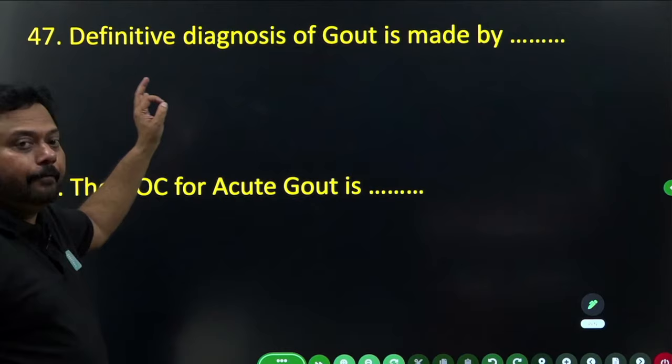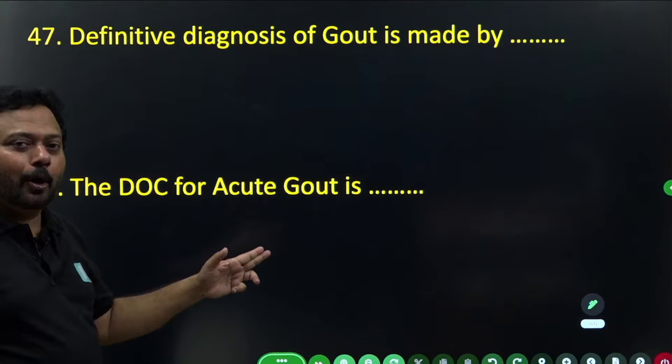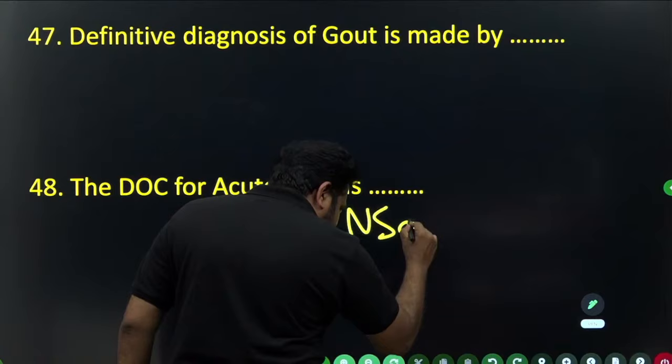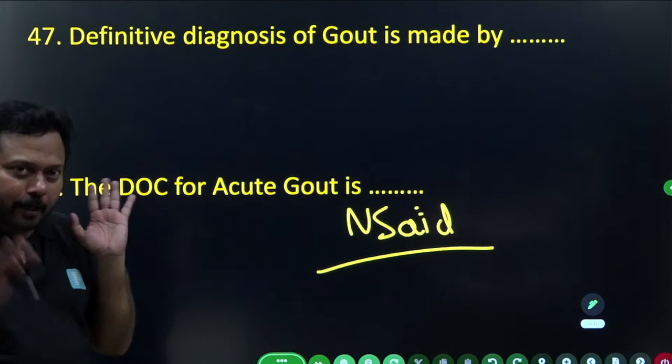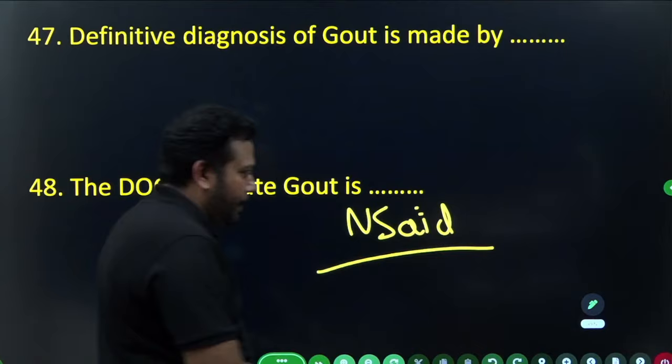Drug of choice for acute gout. Many things will come to your mind. Answer is NSAID. I am telling you because this is a one-liner, I should tell it in one line. Drug of choice for acute gout: NSAID, non-steroidal anti-inflammatory drug.